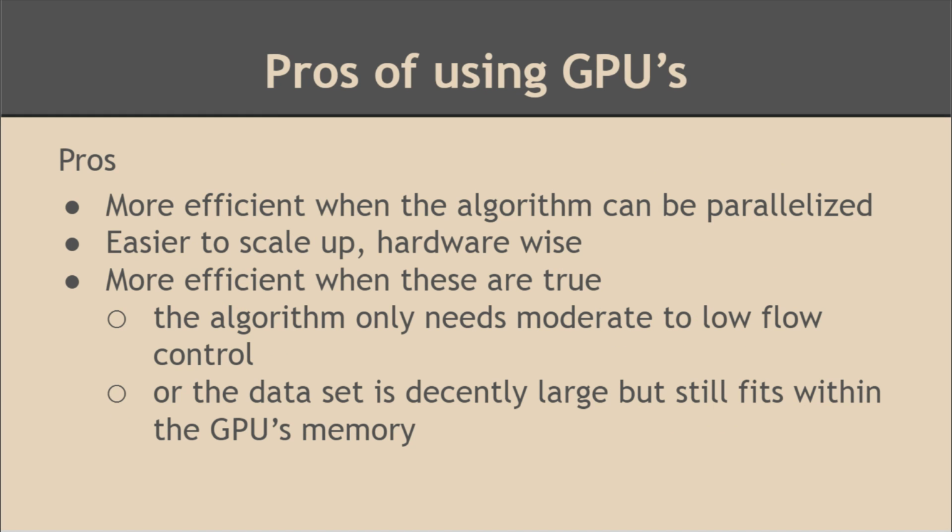The pros of using GPUs. GPU is more efficient when the algorithm can be parallelized. It is easier to scale up hardware-wise. For example, with a GPU, multiple can be used on one motherboard, and each individual one is cheaper. Whereas in CPUs, scaling up requires more motherboards for each individual CPU, and the CPU costs more. It is also more efficient when these are true: the algorithm only needs moderate to low flow control, or the dataset is decently large, but still fits within the GPU's memory.